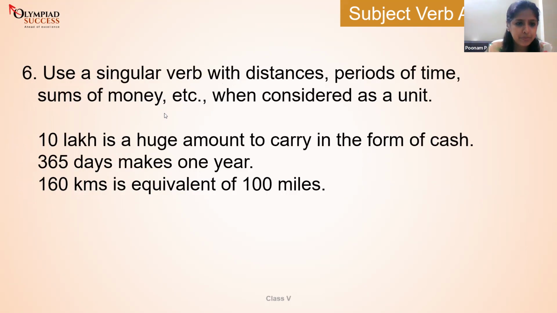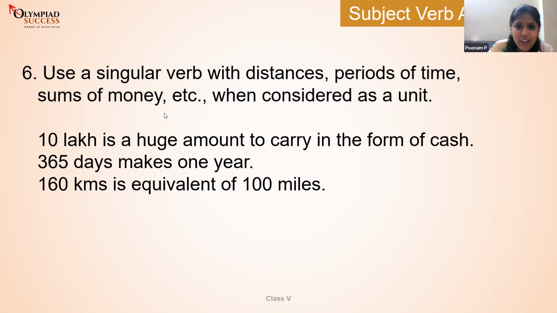Okay. Now, use a singular verb with distances, periods of time, sums of money. Please understand. Tell this to yourself. Distance, period of time, sums of money, when considered as a unit. Now, 10 lakh can very clearly be interpreted as plural. But please understand, it comes under the category of sum of money. So the rule says use the singular verb. So 10 lakh is a huge amount to carry in the form of cash. 365 days makes 1 year.